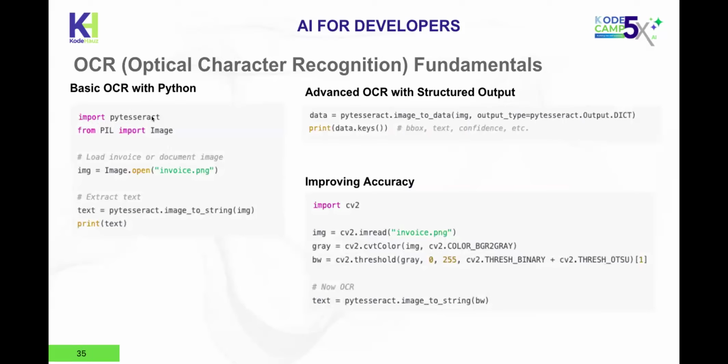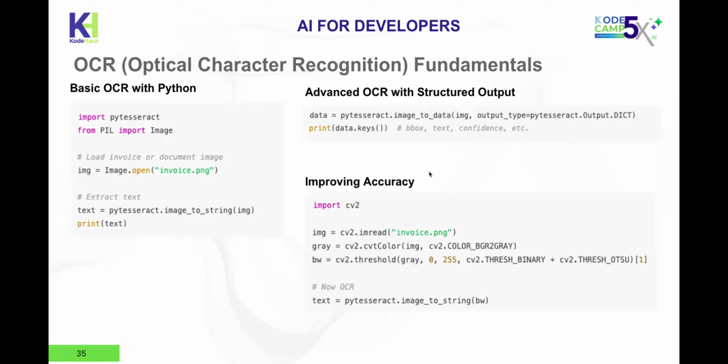With Tesseract, you just import Tesseract. You open the image that has the text that you want to do recognition on, and then you just extract the text with image to string. That's all. It's as simple as that, image to string, and then you can print it. So that's what Python does. You can also do advanced OCR with structured output by calling image to data on it, right? And then it gives you that.